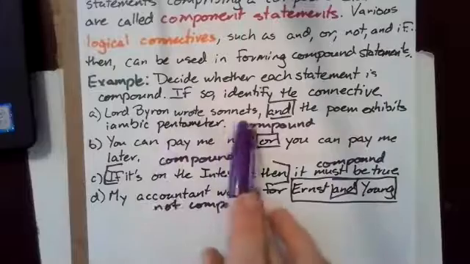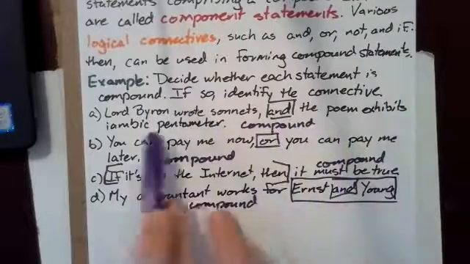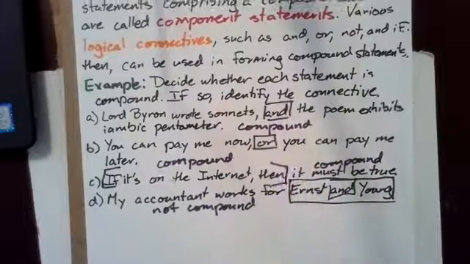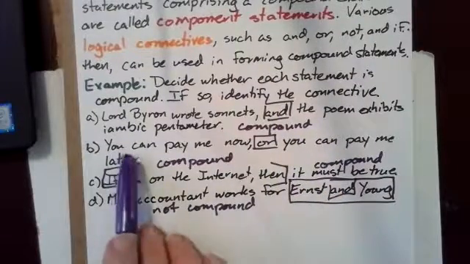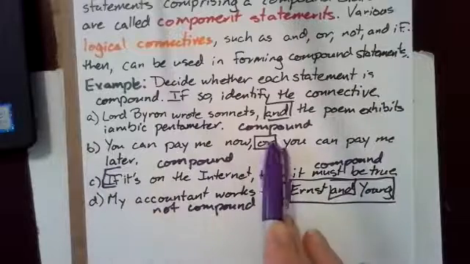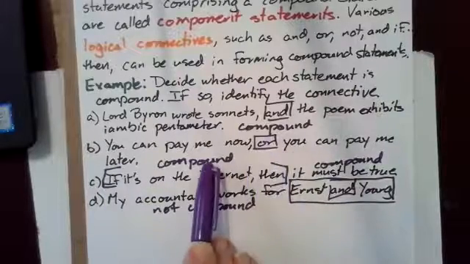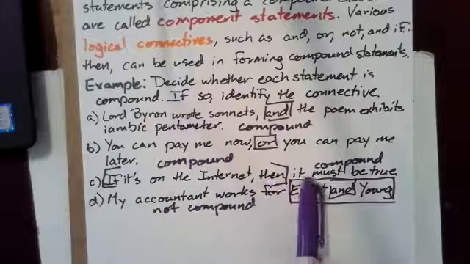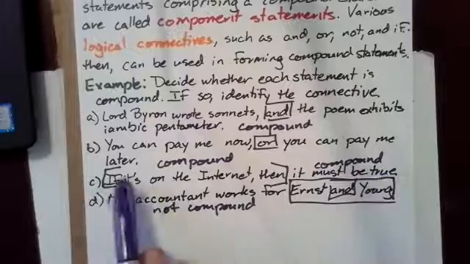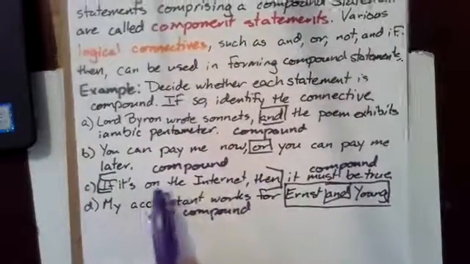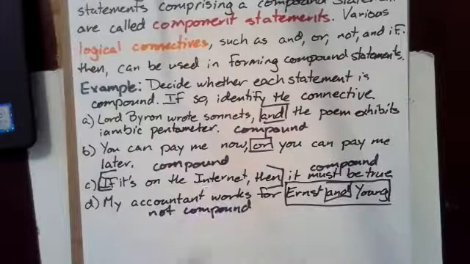Lord Byron wrote sonnets, and the poem exhibits iambic pentameter. That's an and, it's a compound sentence, a compound statement. You can pay me now, or you can pay me later. Or is our logical connective. This is a compound statement. If it's on the internet, then it must be true. If-then is our logical connective, and this is a very inaccurate compound statement.